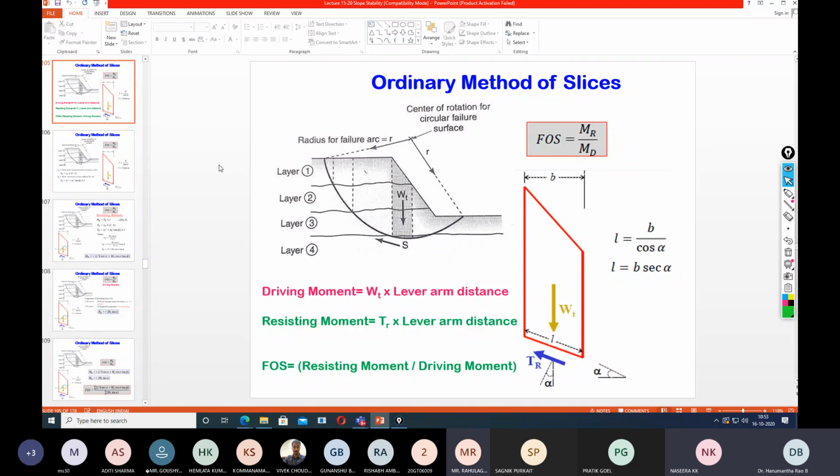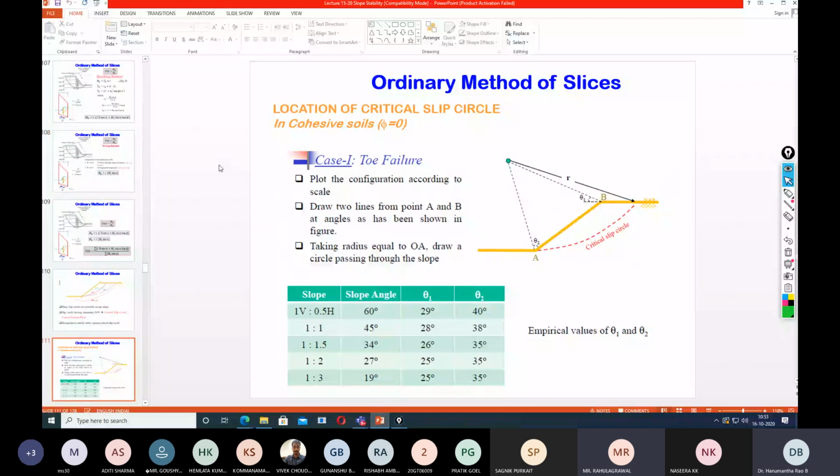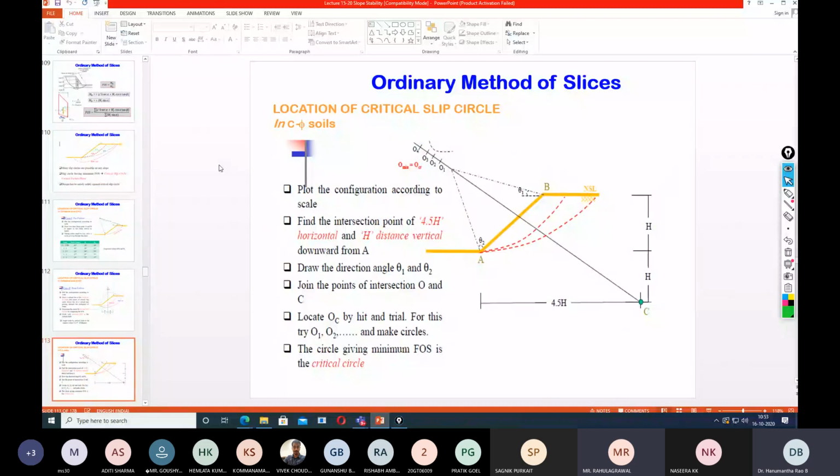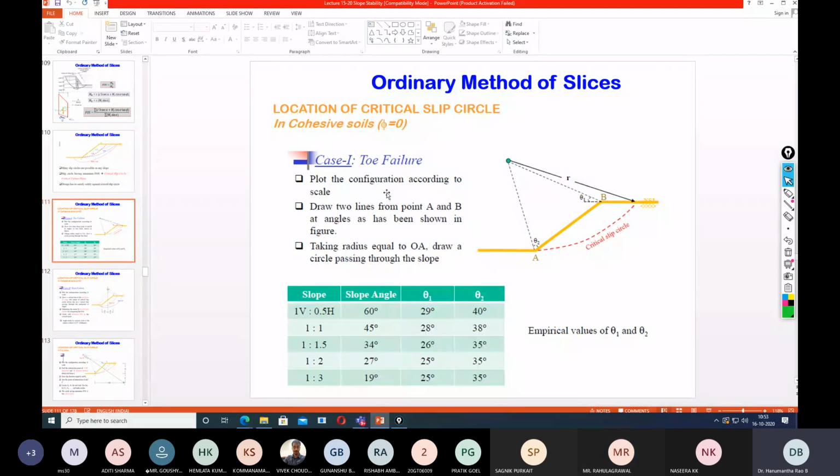Sir, in the last slide of today's class, can you go to the last slide? Yes, sir. In this slide, this 4.5H and H, the point C, what is the significance of this point C? See, based on this case one, I know the theta 1 and theta 2 values from this table.